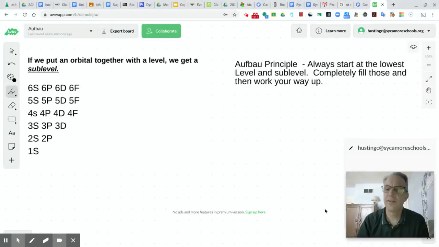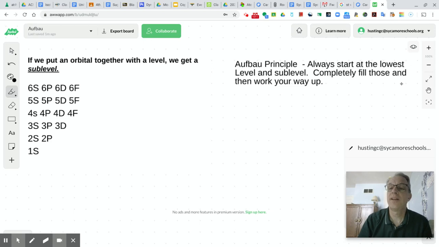Hello, everybody. My name is Chad Houston, and today we're talking about rules to help you figure out the numbers that you need, or how to write correct orbital notation and electron configuration for any element. And the first principle we're going to talk about is the Aufbau Principle.